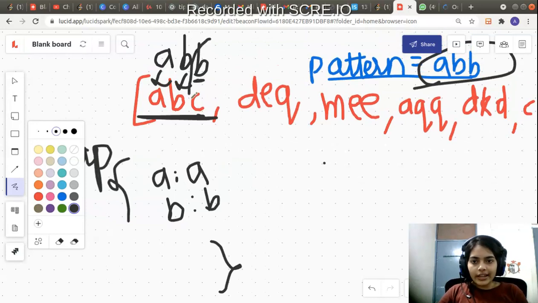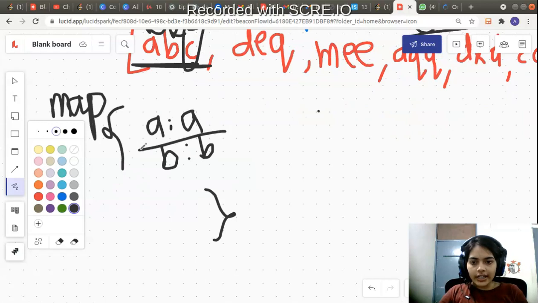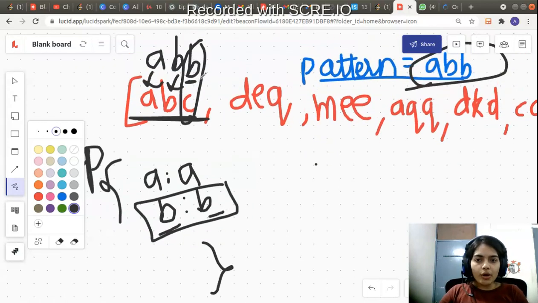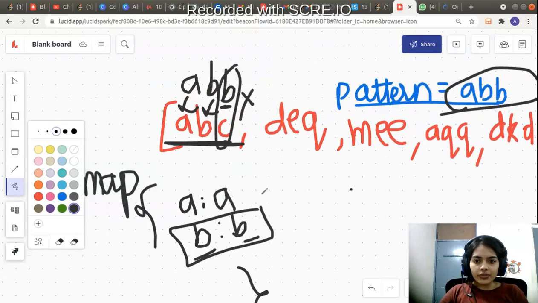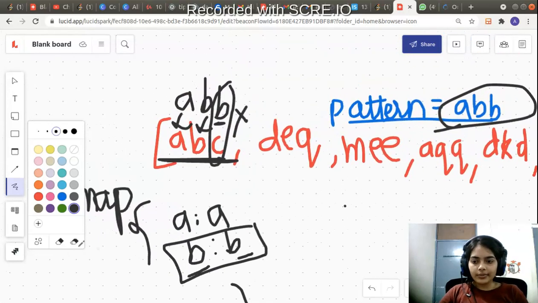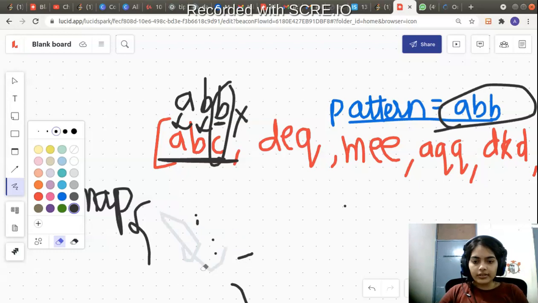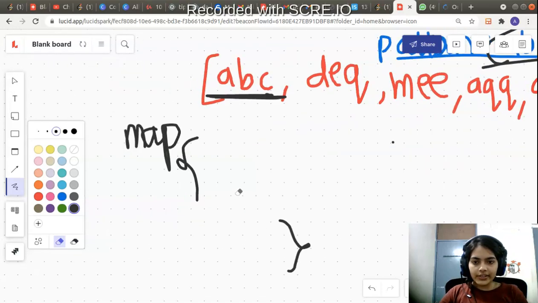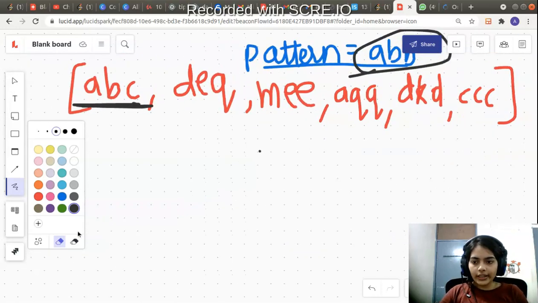When we try to make the next connection, we can see that there's already a connection in the map. B is already connected to B. So how can you form a connection of B with C, right? This connection is faulty. Here the connection breaks. So we will say that this word is not following the pattern. Okay, we'll go through more examples, then it will be clearer. Whenever there's a connection that is breaking, we will say that it is not following the pattern.